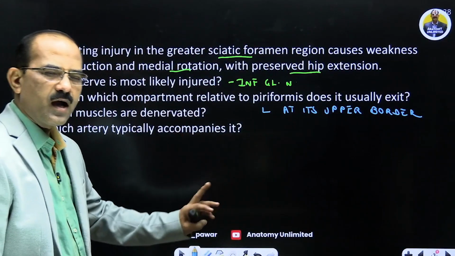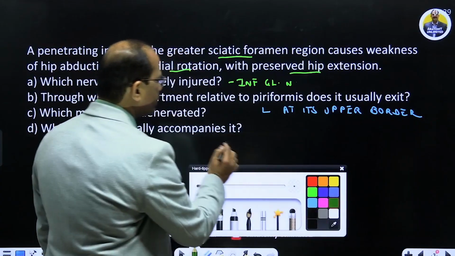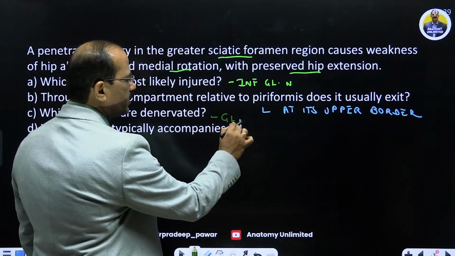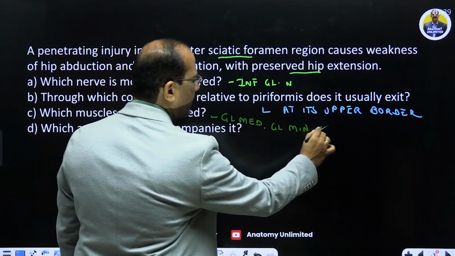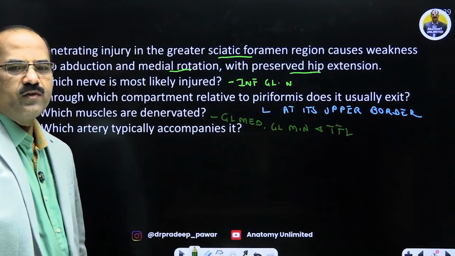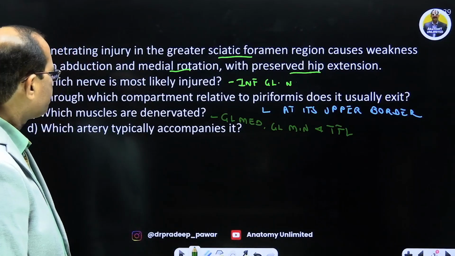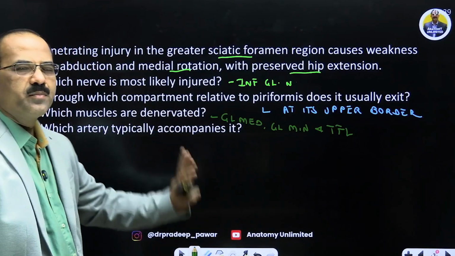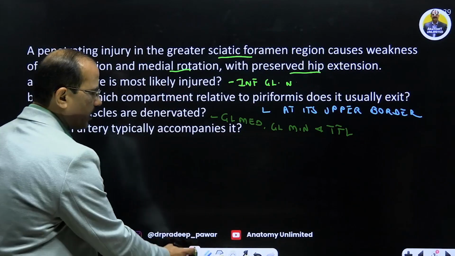Which muscles are denervated? That means which muscles lose their nerve supply? That's the gluteus medius, gluteus minimus, and tensor fascia lata. Tensor fascia lata, right? So the superior gluteal nerve supplies three muscles: medius, minimus, and tensor fascia lata. Which artery typically accompanies it?